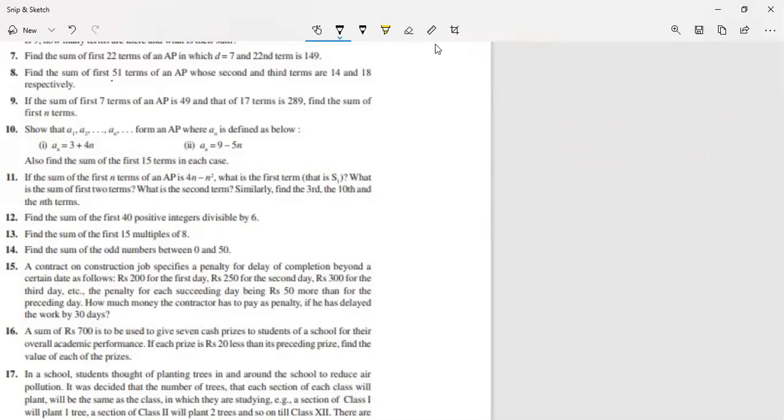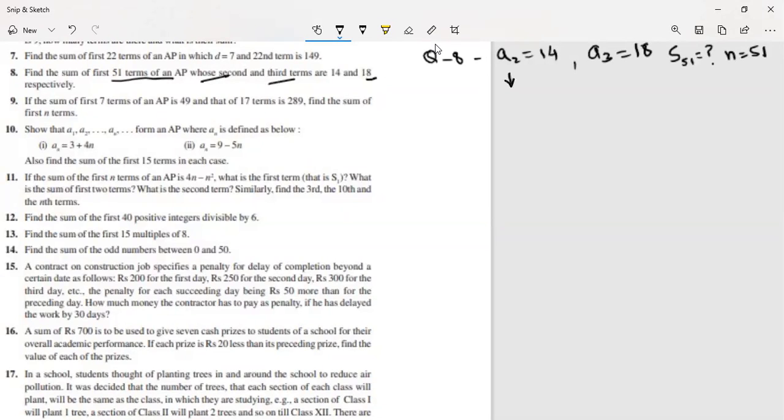Question number 8. Find the sum of the first 51 terms of an AP whose second term is 14 and third term is 18. A2 is 14, A3 is equal to 18. The number of terms is 51, so N is 51.